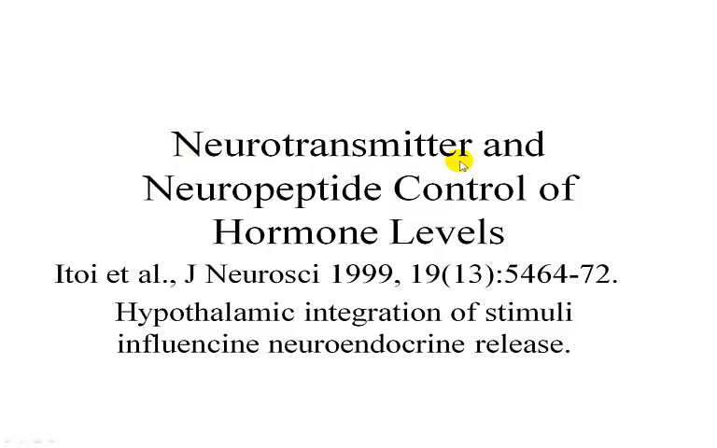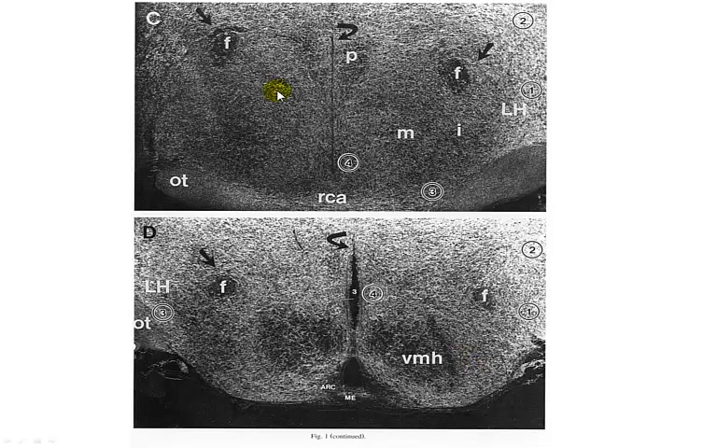Thought question. Now we're just thinking of neurotransmitters at the synapses, the neuroendocrine transducing mechanism in the hypothalamus, or maybe neuropeptides as well. Okay, so here we're thinking, and this is a 1999 J Neuroscience article, and anytime you see an article in here, typically the article is available, it's required reading, posted on your online course site. So the hypothalamic integration of stimuli influence neuroendocrine release.